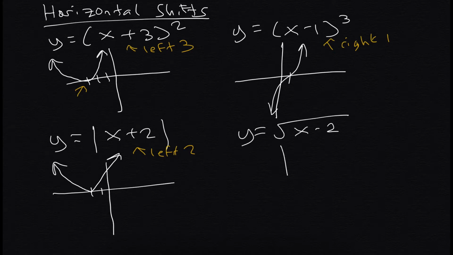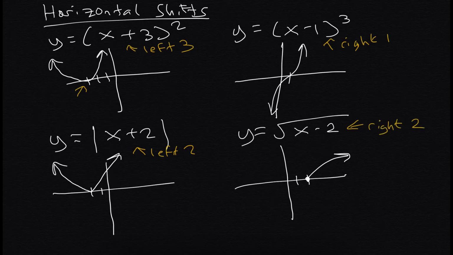And then one last one, we haven't done a square root yet in this video. Let's say the square root of x minus 2. A minus is going to move it to the right 2. Otherwise, the basic shape of the graph, what it looks like, all that nice stuff, stays exactly the same. Doesn't change in any way, shape, or form.